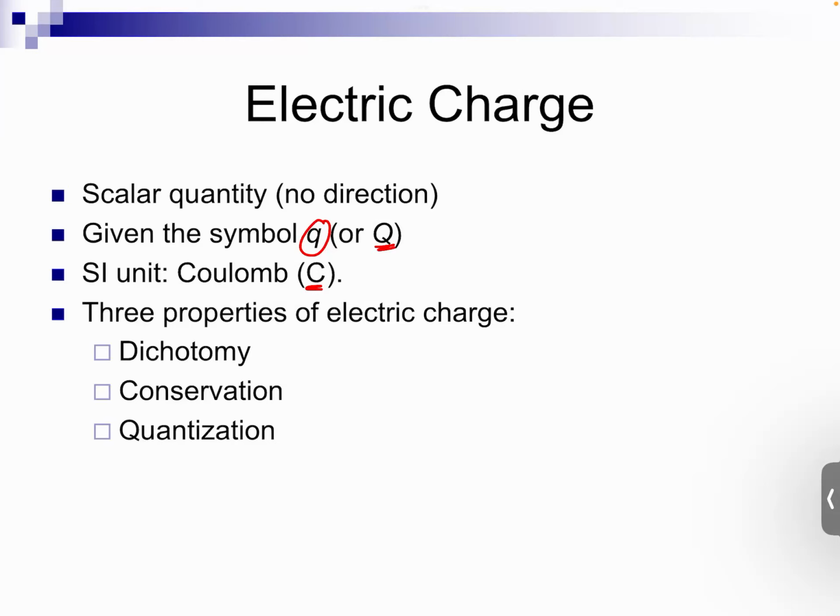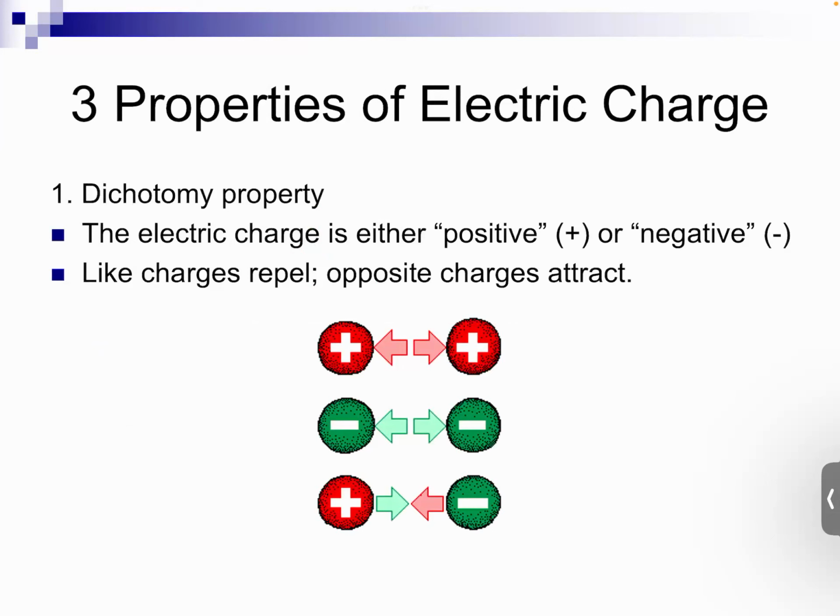When we say charges have the dichotomy property, we mean that they are either positively charged or negatively charged. Di means two. So dichotomy means the electric charge is either positively charged or negatively charged. And we have this property where if two charges which have the same sign are close to each other, then they tend to repel each other. Hence, we say like charges repel each other.